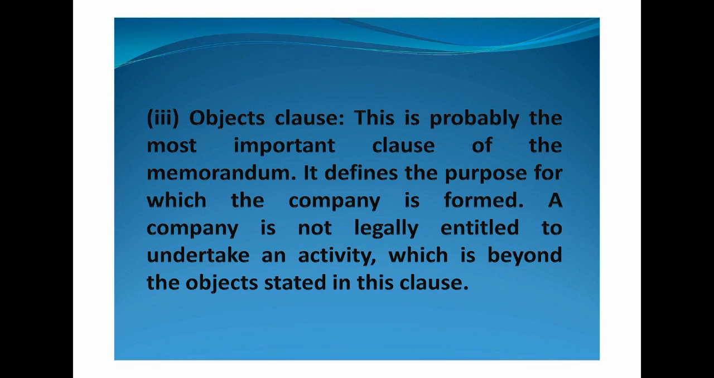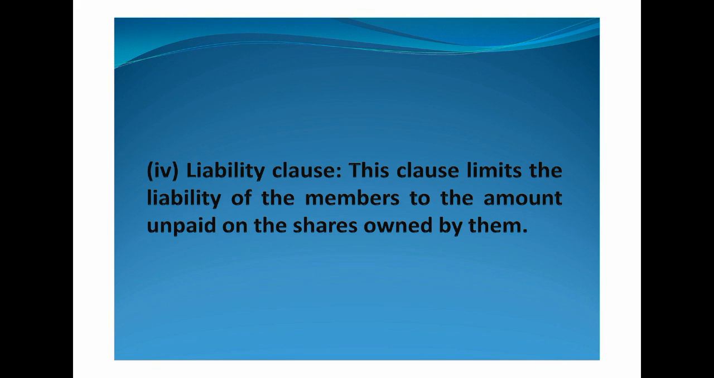So the fourth clause is liability clause. So when coming to the liability clause, this clause limits the liability of the members to the amount unpaid on the shares owned by them. So it specifies the liability. The liability of members of a joint stock company is limited to the extent of capital contributed by them. They are liable only to the extent of their capital contribution, and for no reason is their liability more than that. So it limits the liability of members to the amount unpaid on the shares owned by them.